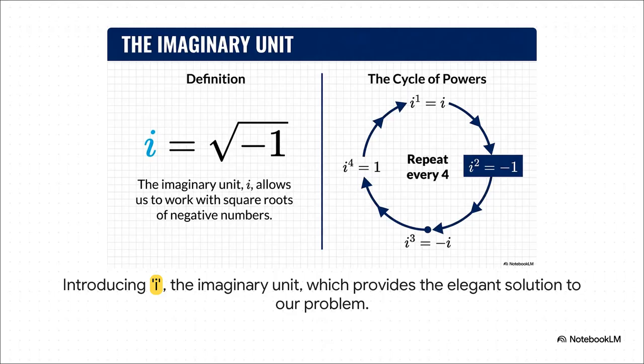Or is it? Well, when you have an impossible problem in math, what do you do? You invent a new solution. And that's exactly what happened. Mathematicians came up with this brand new number, this elegant little i, and they gave it one single job, to be the square root of -1. This little guy, the imaginary unit, is literally the key that unlocks everything else.